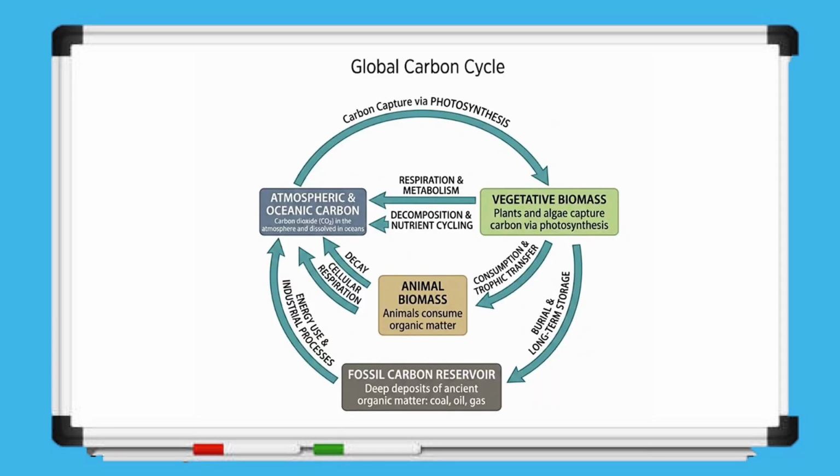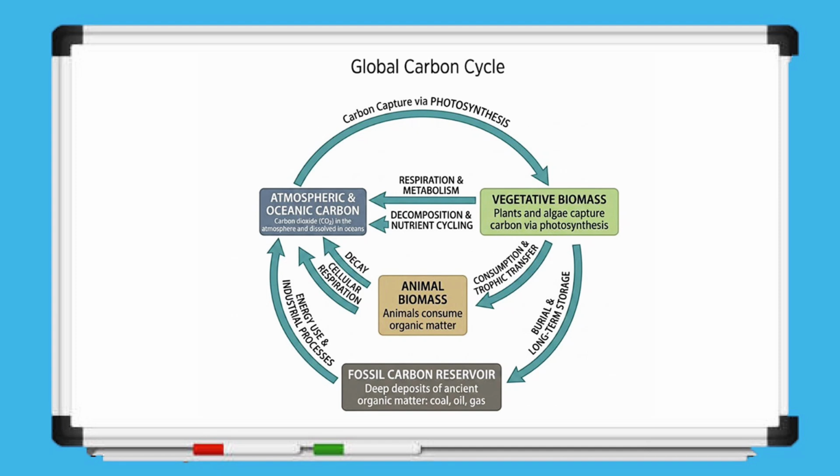As shown in the diagram, carbon dioxide is present in both the atmosphere and the oceans. Green plants and algae remove this carbon dioxide through photosynthesis and convert it into organic compounds, forming vegetative biomass. Animals obtain this carbon by feeding on plants or other animals, transferring carbon through different trophic levels. Both plants and animals release carbon dioxide back into the atmosphere through respiration.